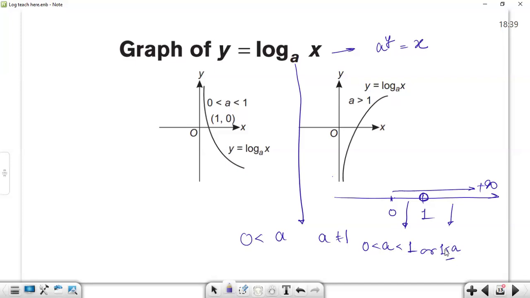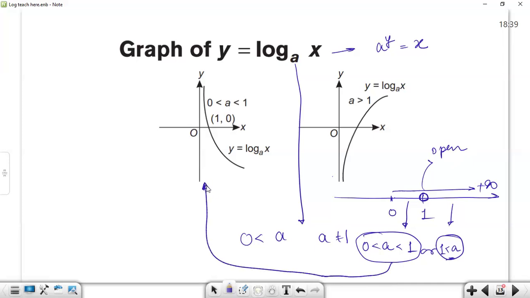Yes, right representation. a should be greater than 1. These 2 possibilities are there for the base a, and a should not be 1. There is a node. So for this particular period, when a is between 0 and 1, the graph of the logarithm is this. For this other period of a as base, the graph of the logarithm is this. This point is (1, 0), and this point is also (1, 0).